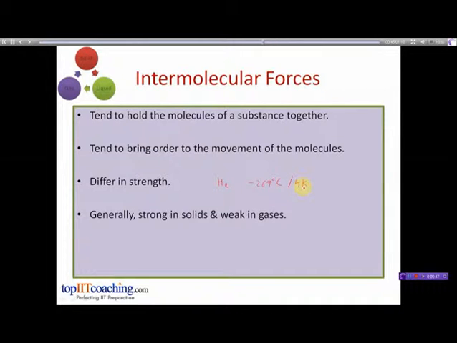On the other hand, the intermolecular forces between water molecules are very strong. The intermolecular forces tend to bring order to the movements of molecules, whereas heat energy points in the direction of randomness or chaos. Now, whether a substance exists as a solid, liquid, or gas depends on where the balance between these two opposing influences lies.